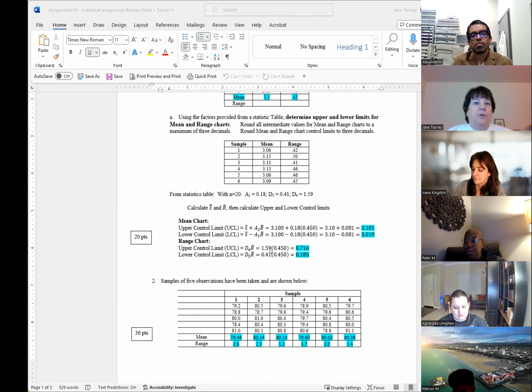So we take the 1.59, which is the D4, which is given, times the R bar, which is 0.45, and we get 0.716. And then we take the D3 number, 0.41, multiply times the 0.450, and we get 0.185.